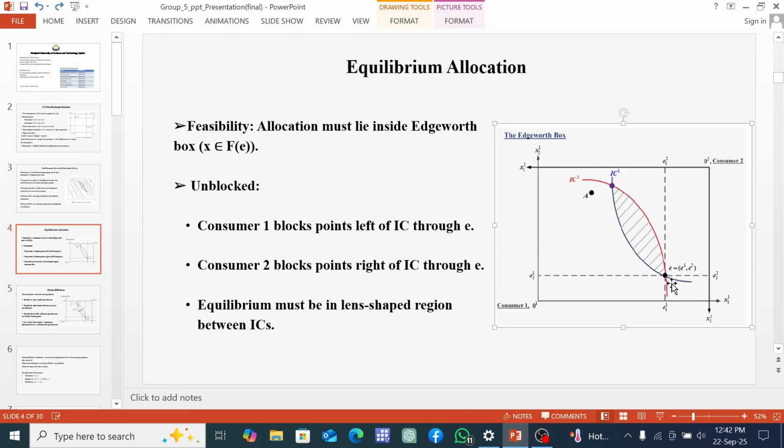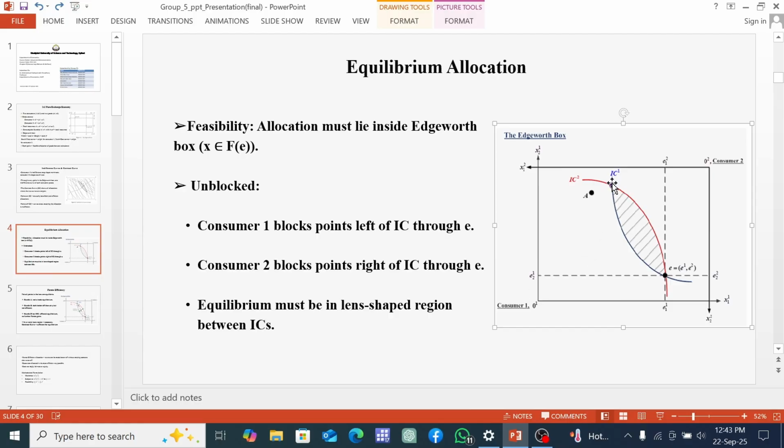So any point left of this blue line, consumer 1 will block all those points, right? And any points right of the red line will be blocked by consumer 2. It is obvious because consumer 2 is not gaining utility there, right? Equilibrium must lie in the lens-shaped region between the ICs.